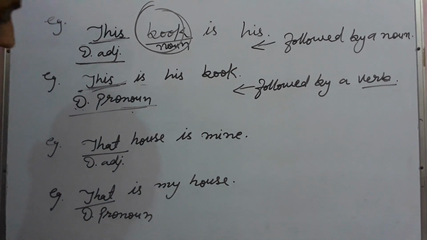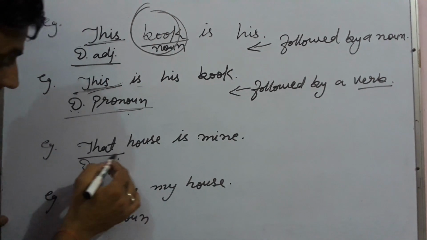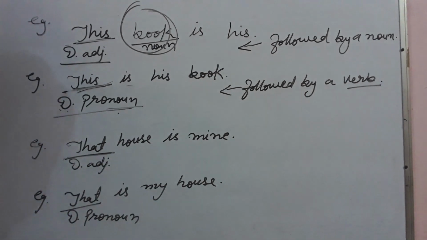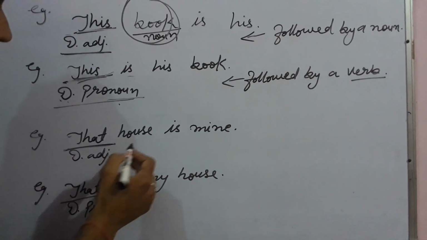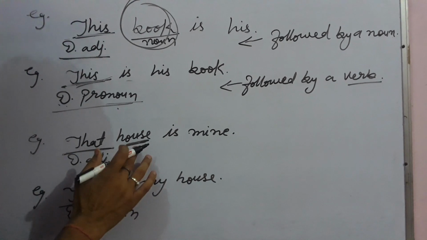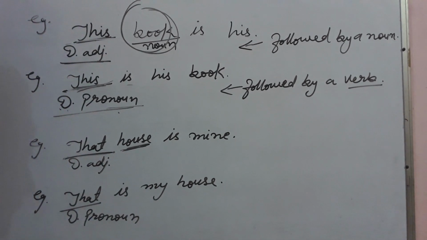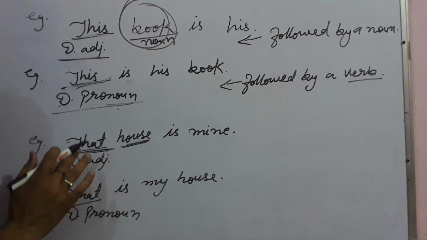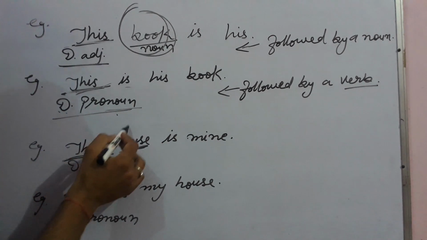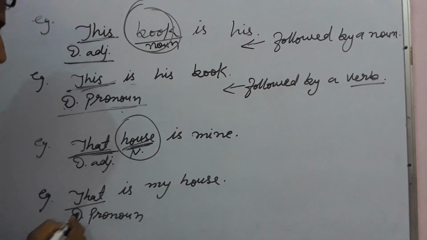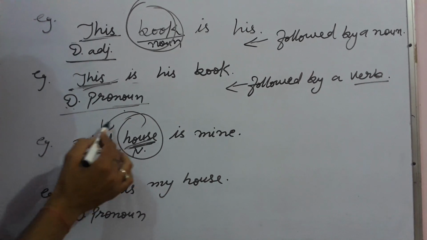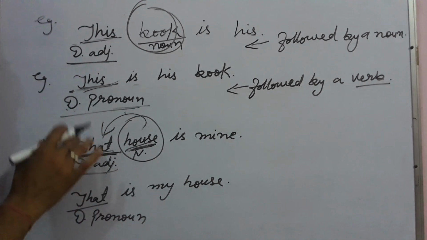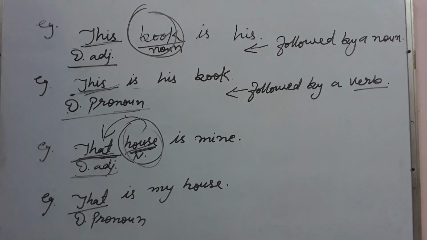In the next sentence you can see, that house is mine. Imagine I am saying that house is mine. Now I am making indication to the house. I want to show the house to you. That's why I am saying that house is mine. And so it is demonstrative here. House is a noun here, and this word is followed by a noun. That's why it would be put in the category of demonstrative adjective.